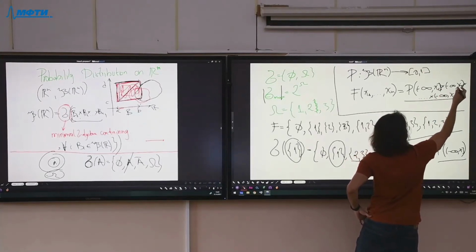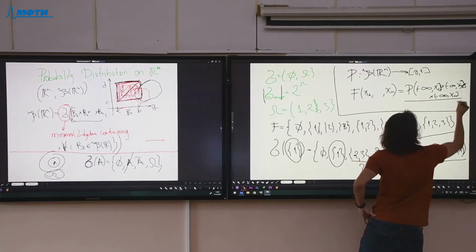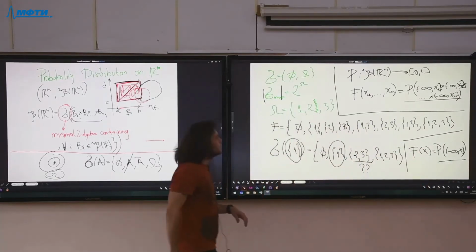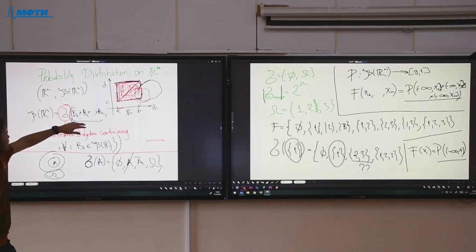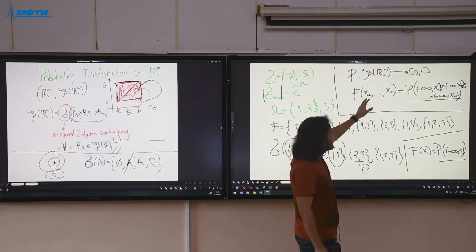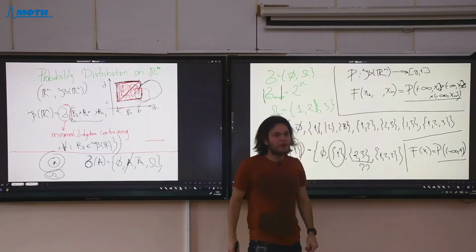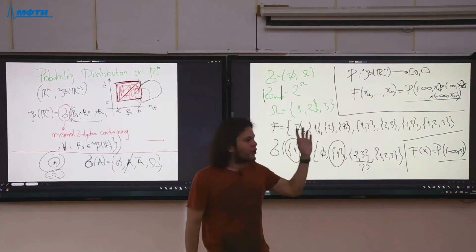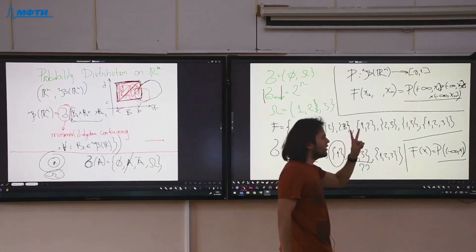Sorry, here is closed, right? So we have the Cartesian product here. So I have to take the Cartesian product. In words, this means the probability that, okay, let's forget about n. Let's talk about the two-dimensional case.